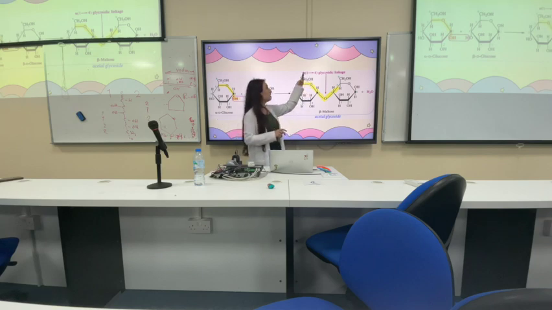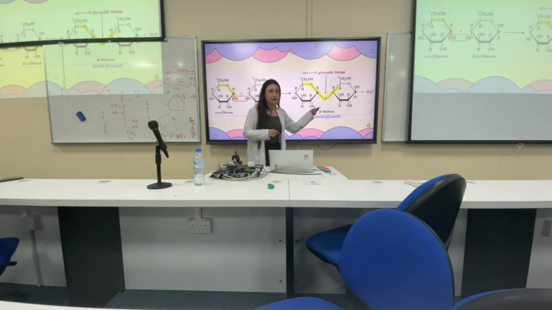What do we mention? We mention, is it alpha or beta? What does alpha or beta mean? The free carbon, the anomeric carbon. If the bond is downward, it's alpha. If upward, it's beta. Easy.